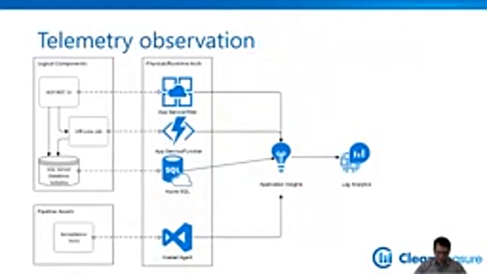Next, let's talk about telemetry observation. We've now deployed downstream. We are in production, okay? We have a particular version number in production. We have an Azure App Service, a function, Azure SQL, and each of these environments has all of their logs and telemetry hooked up to Application Insights.